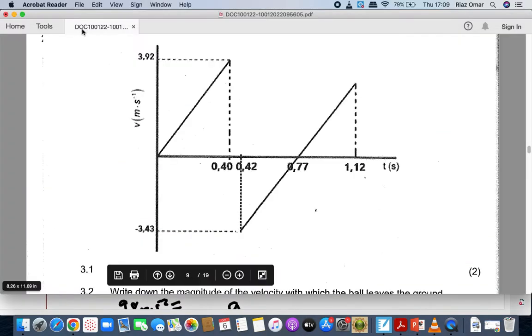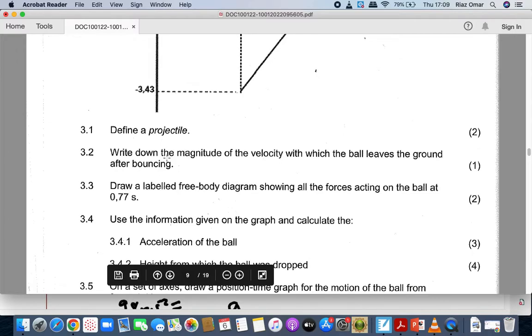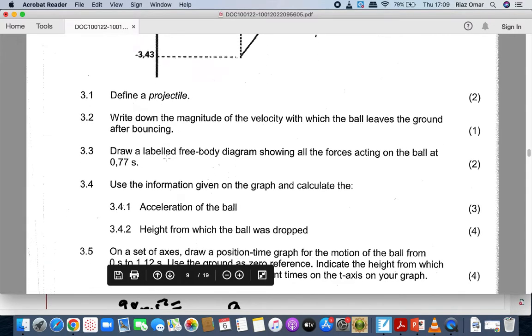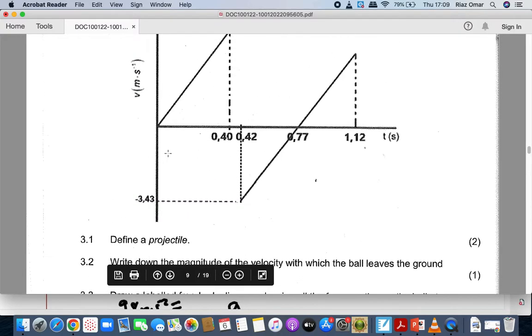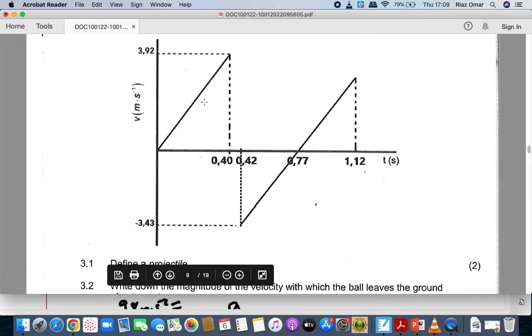Okay, going on to the next question, 3.4. The height from which the ball was dropped. If you're working out the height from a velocity time graph, then you'll use the area under the graph, right? So it will be the area under this graph, it will be this triangle. So if you work out the area of the triangle, we can work it out.